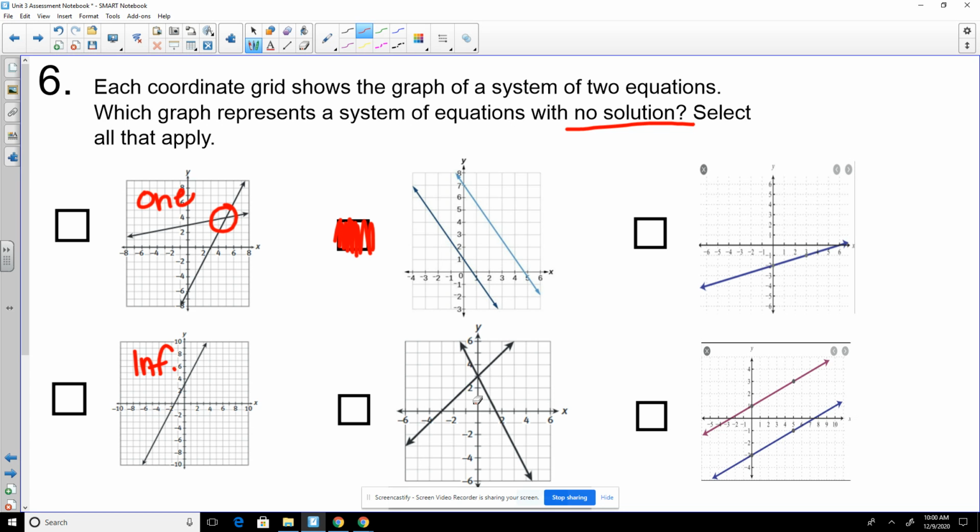We have 2 lines that intersect at one point, so that's one solution. We have 2 lines that overlap and are on top of each other that form one line, so that's going to be infinite solutions. They touch at all points. And the last one, I have 2 lines that never touch. They never touch. So that would be no solution.